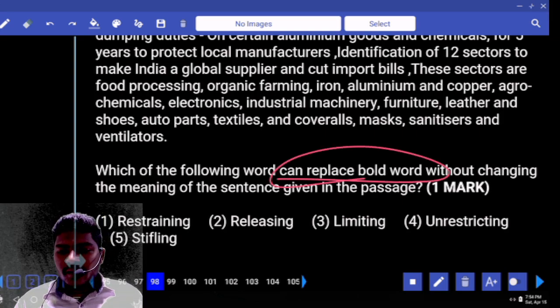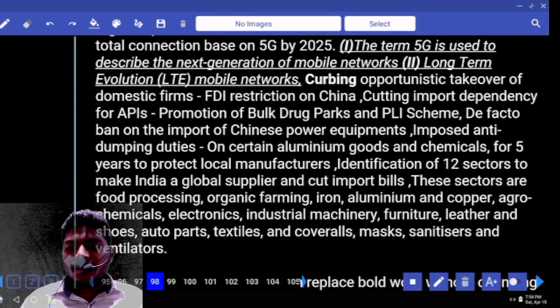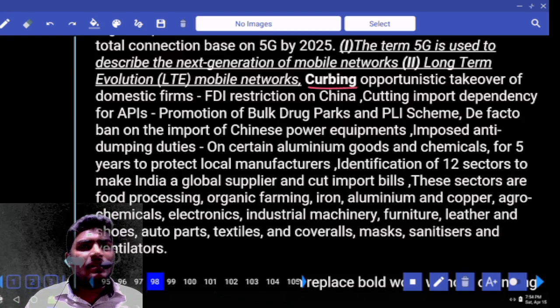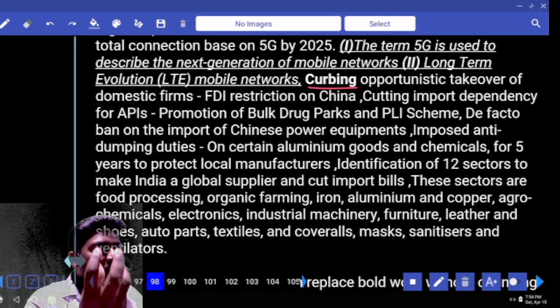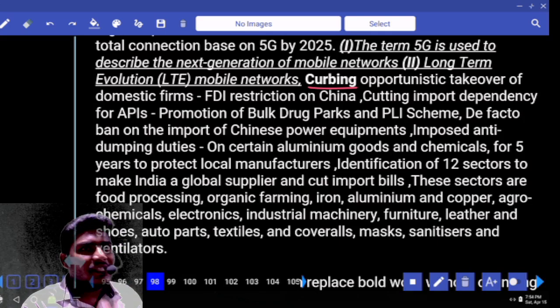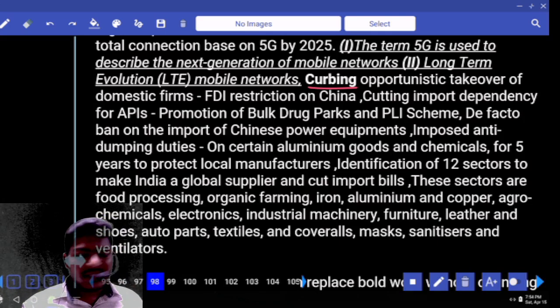Replace the bold word. Where is this bold word? Immediately after the Roman number 2. What is the bold word here? Curbing. Curbing is what? Curbing the network, curbing the problems, curbing the issue. What is that? Reducing, concluding, restricting, limiting. These are also synonyms.